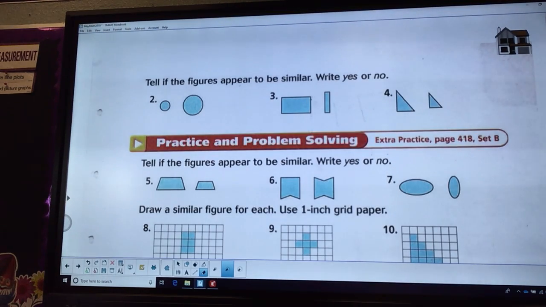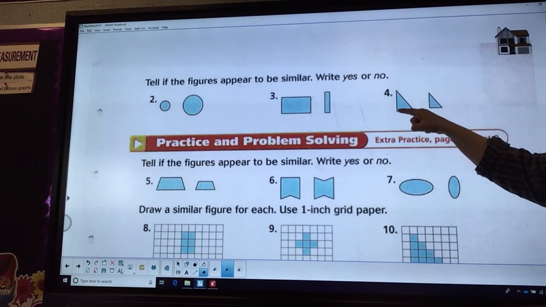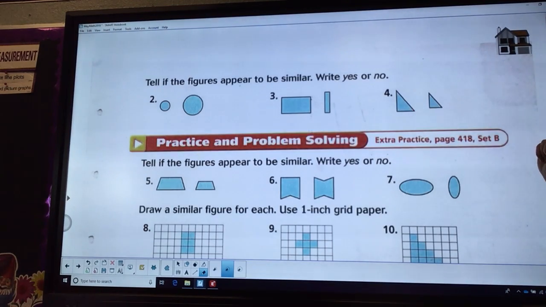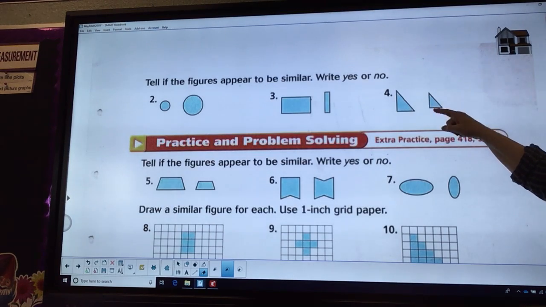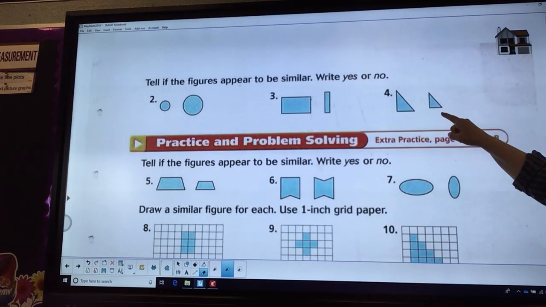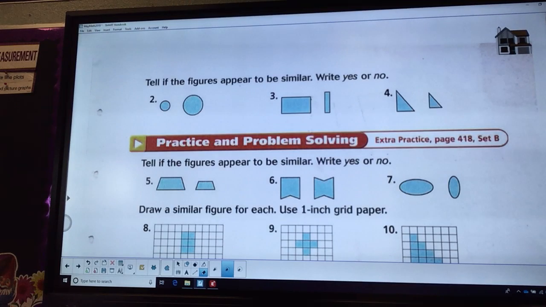On number 4, this is another very, very easy one. I've got my triangles here. Okay, I have one that's smaller. They're both right triangles. I just have a smaller one and a bigger one. So I know that they are similar. Same shape, different sizes.